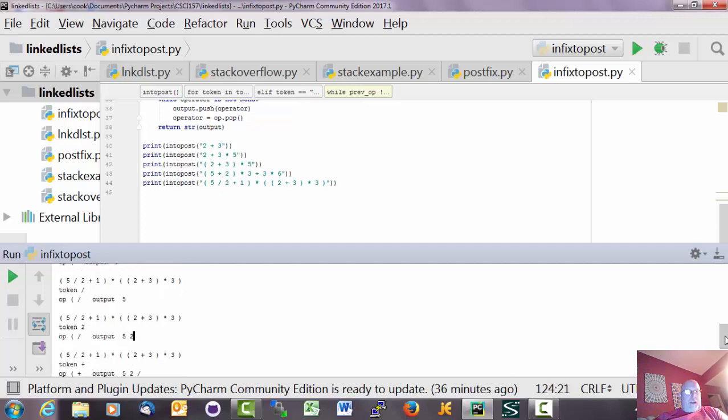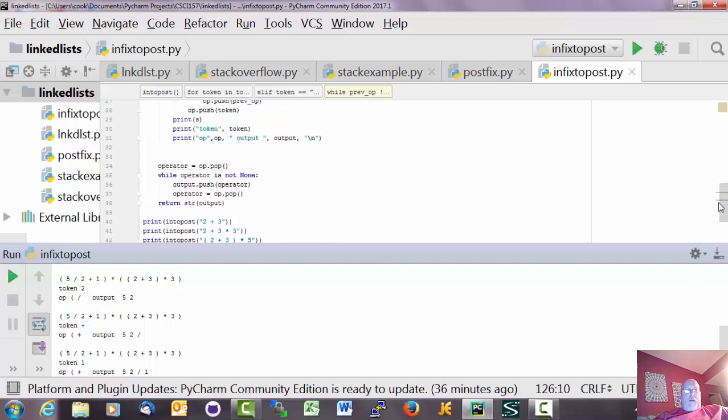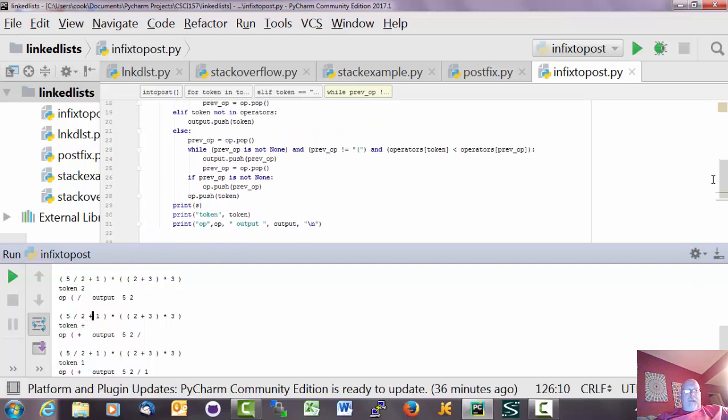And then here something interesting is going to happen. Something a little bit different. The next token is a plus sign, which is an operator. But for postfix, these operators are out of order. So let's come up here to this loop again.